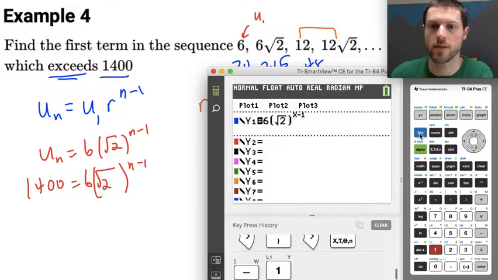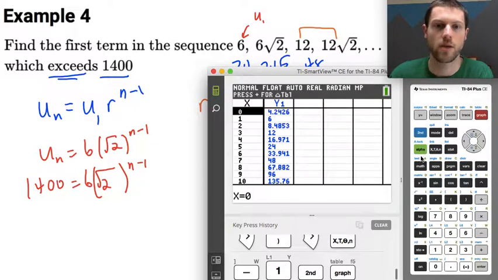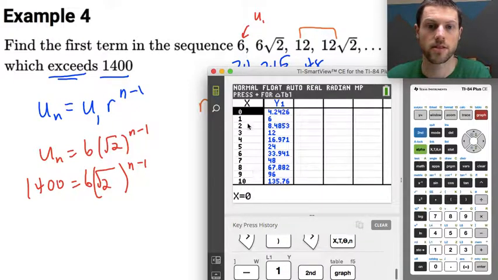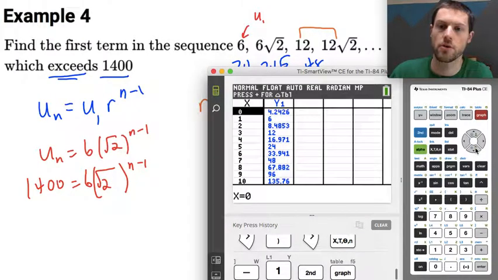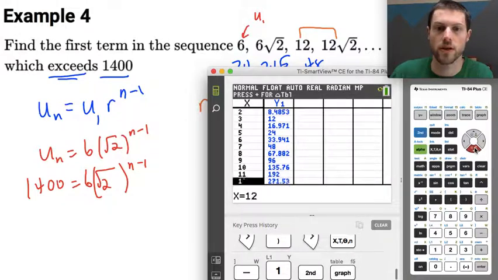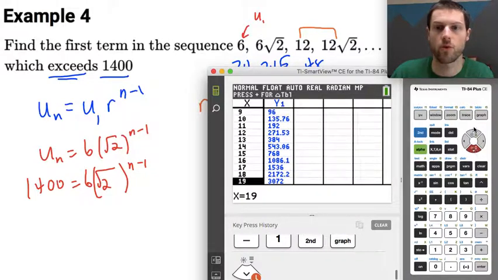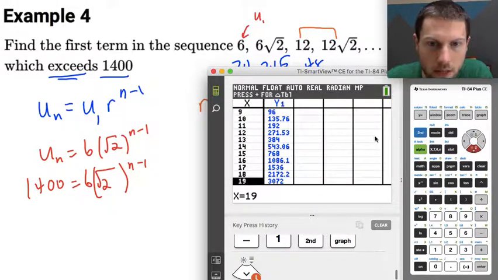I'm going to go to my table. So I'm going to hit second and then table. And this is going to give me all of the terms in the sequence. And what's nice about this is since x is all natural numbers, I'm going to get actual terms. So I don't need to worry about things that would be in the equation but not in the sequence. So what I'll do is I'll just basically scroll until I hit a number that's higher than 1400, and it doesn't look like it takes that long.